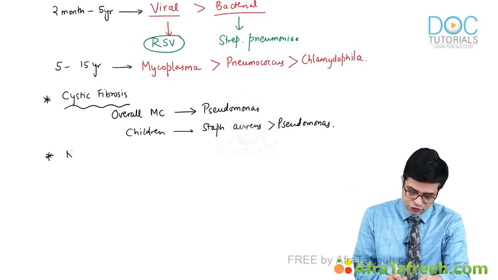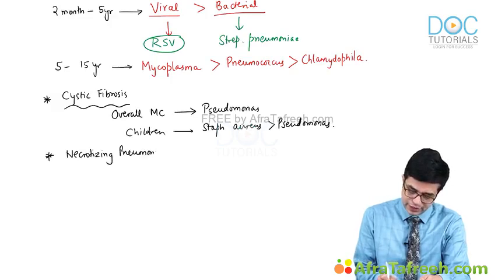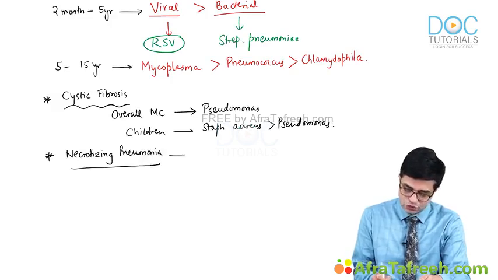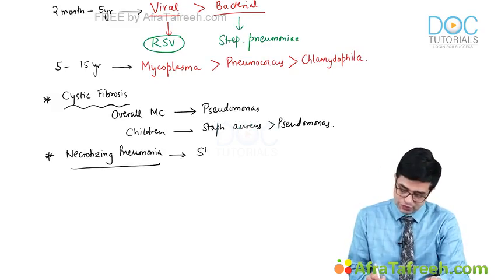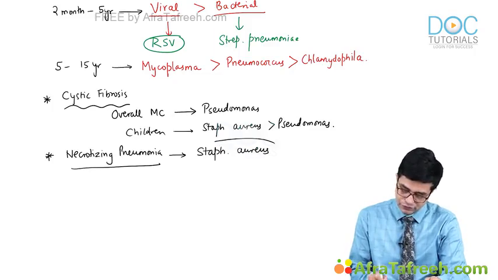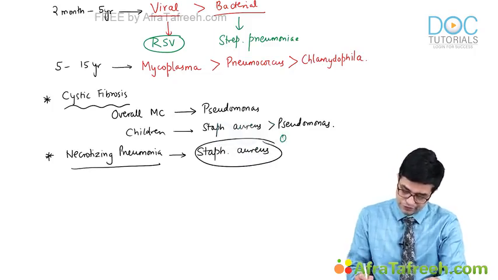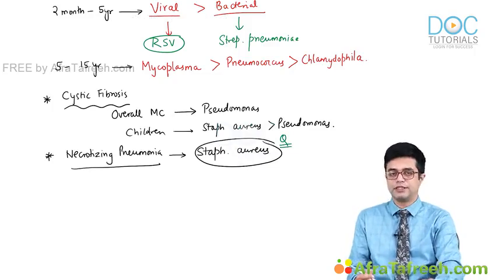Another question, potential one-liner. If question asks you what is the most common cause of necrotizing pneumonia, where necrosis of the lung parenchyma sometimes extending to the bronchial elements is seen, necrotizing pneumonia is mostly produced by Staph aureus. Now this is a potential MCQ. It is prominently mentioned in some of the textbooks.